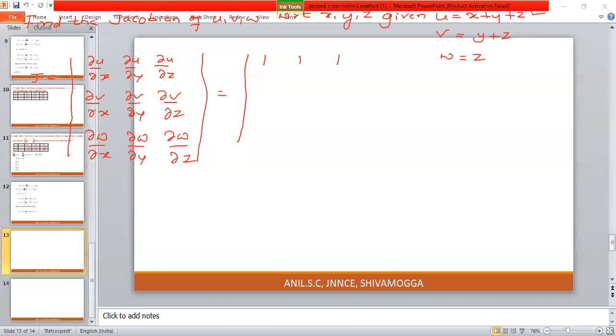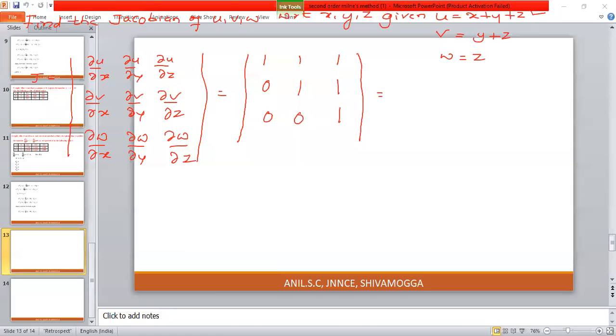Del v by del x, second row: 0. Del v by del y? 1. Del v by del z? 1. Next, del w by del x? 0. Del w by del y? 0. Del w by del z? 1. Right. All the derivatives are substituted.